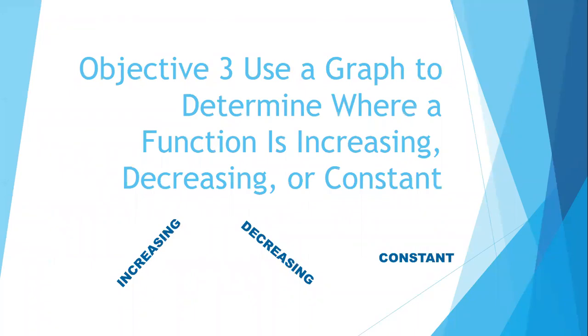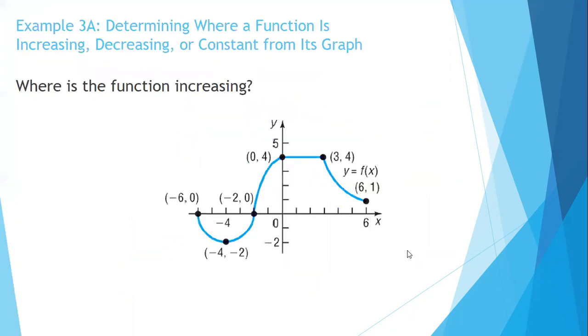So let's start here. Increasing from left to right means it's going up. Decreasing from left to right means it's going down, and constant means it's staying the same. So you should have this graph on your paper. This is the graph that we're using the entire time to analyze. All right. So it says, where is the function increasing?